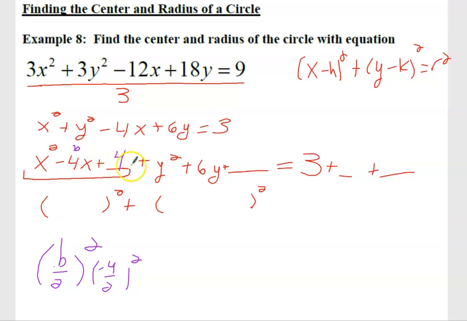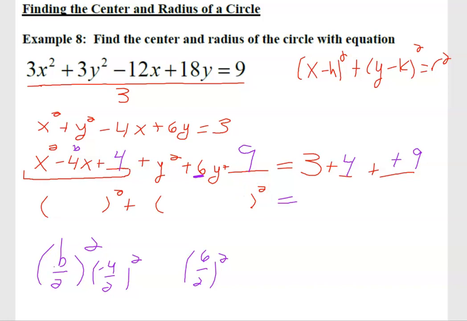Well, since I add 4 on this side, I also have to add 4 on the other side, right? Because whatever we do to one, we have to do to the other to keep it balanced. And the same thing goes in this blank. This time it's going to be 6 over 2 squared, which 6 divided by 2 is 3. Square that, it's going to be 9. Again, I also have to add 9 over to that side.